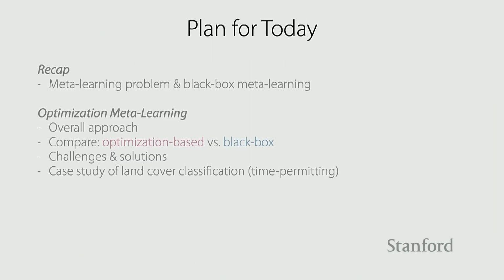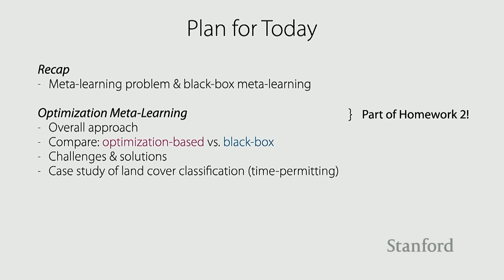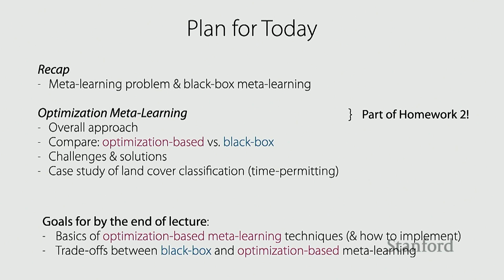Okay, so for today, we're going to just briefly recap some of the stuff that we talked about on Monday with the meta-learning problem statement and black box meta-learning methods. And then we're going to dive into optimization-based approaches to meta-learning. Optimization-based meta-learning will be part of homework 2, so this should be pretty helpful for that. And so the goals by the end of this lecture are to try to understand optimization-based meta-learning techniques, including how to implement them, and trade-offs between black box approaches that we talked about on Monday and optimization-based approaches that we're talking about today.